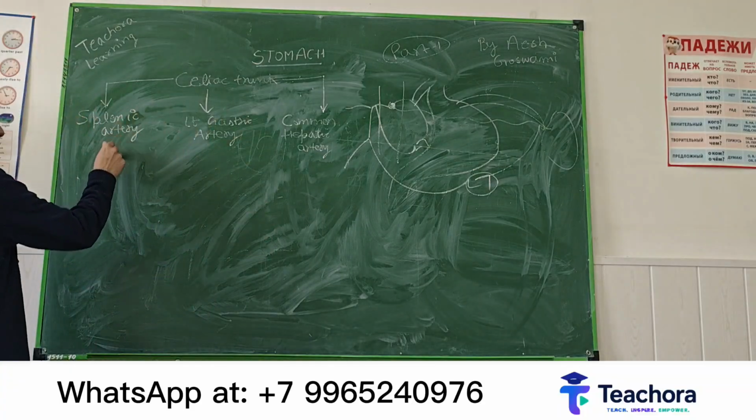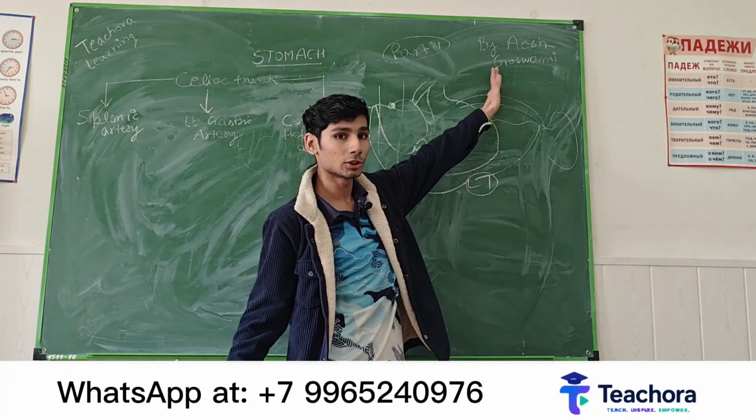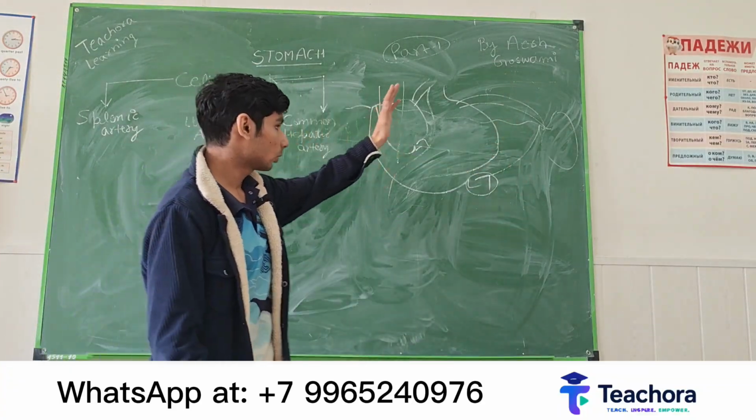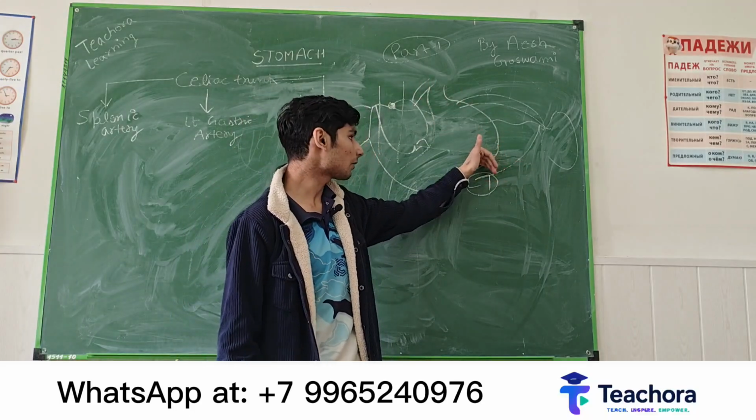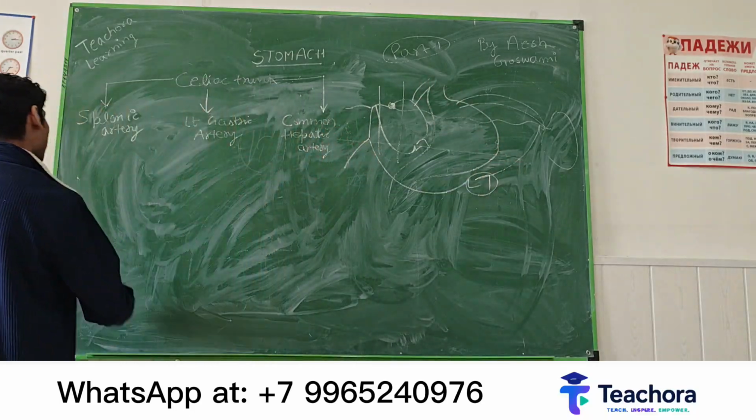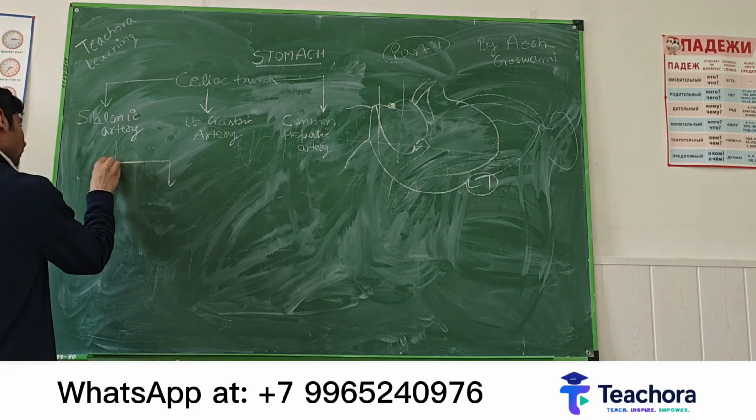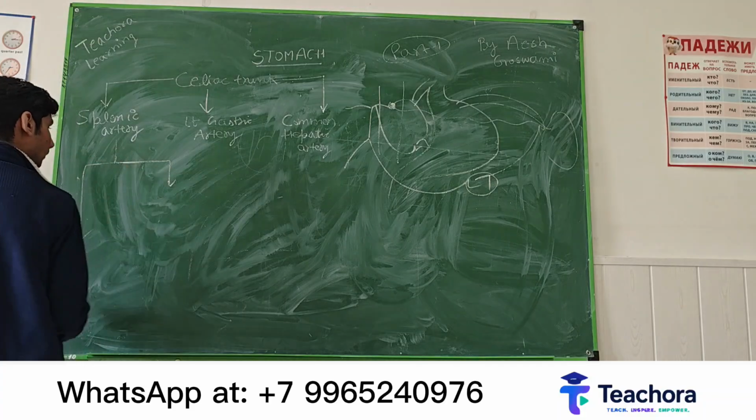Next, talk about the splenic artery. As you know, the splenic artery gives out 2 branches: the short gastric artery, and towards the greater curvature, more than half of the greater curvature, the left gastroepiploic artery. So 2 branches come from here. What are these 2 branches?